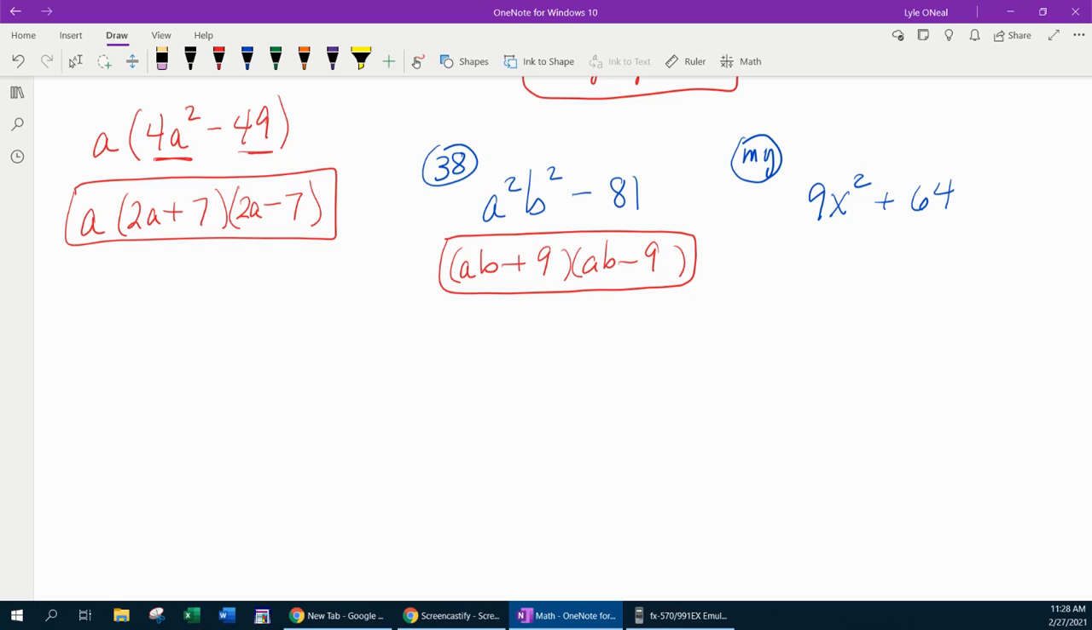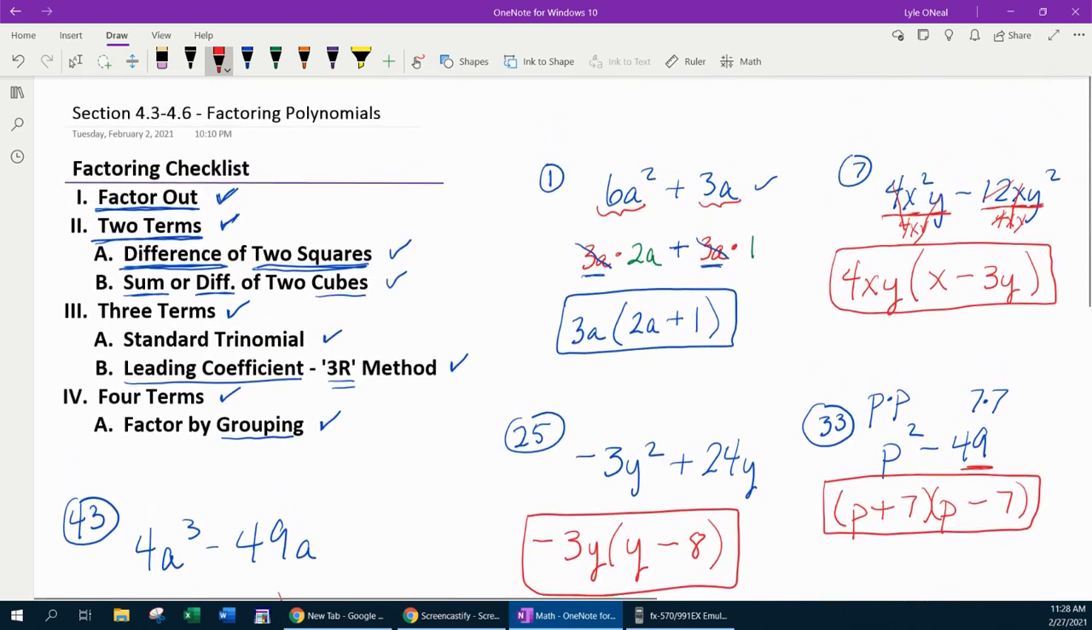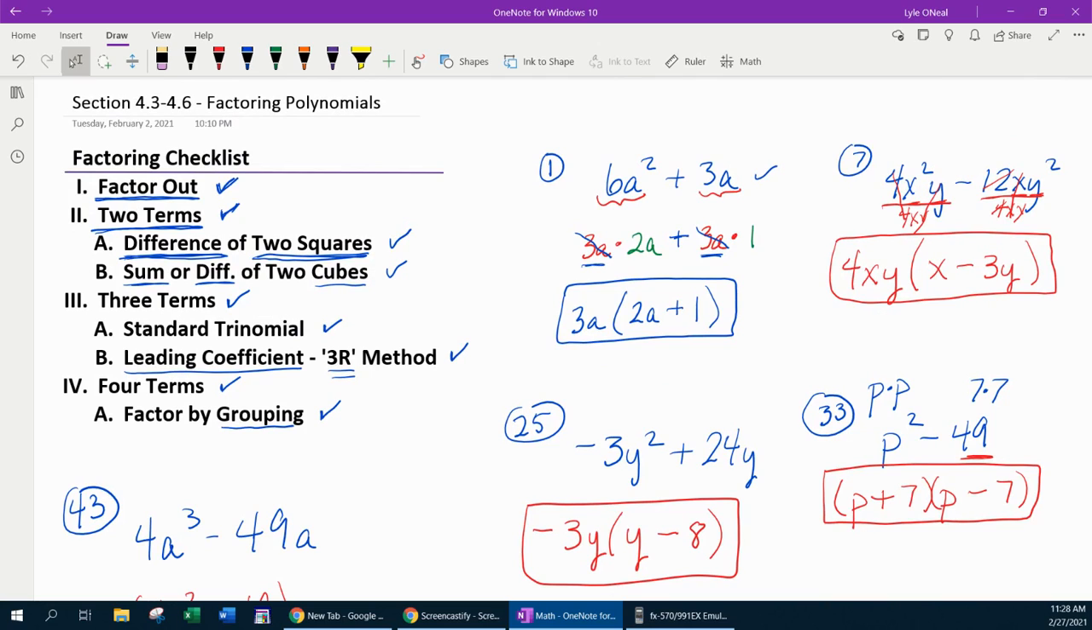And so then we say, okay, I've got two terms. Could this be the difference of two squares? Well, I would like to point out 3x times 3x, that is 9x squared, so that is a perfect square. 64 is 8 times 8, that is a perfect square. And so you might be thinking, well, yeah, that's going to factor, but the sign in the middle is plus, not minus. So if you go back to the checklist, you can see that for squares, you have to have a minus or it won't factor.